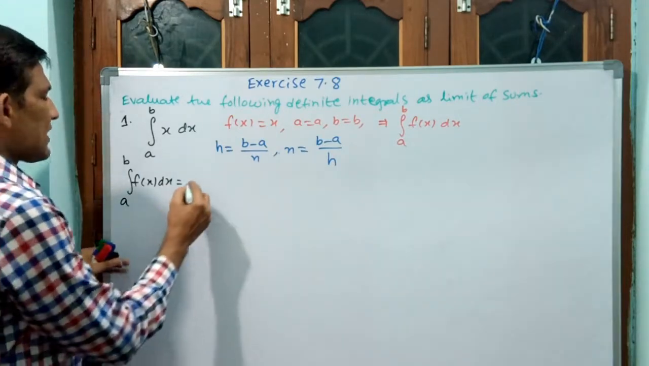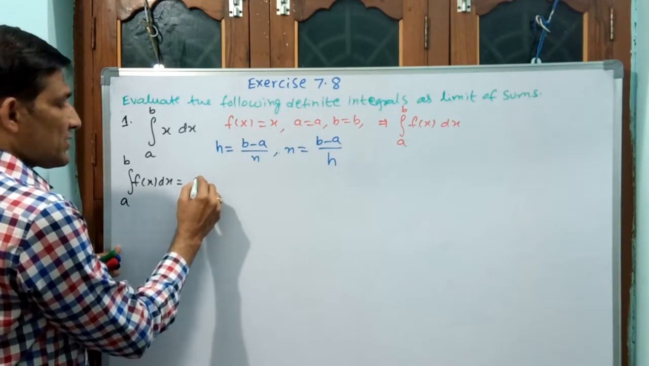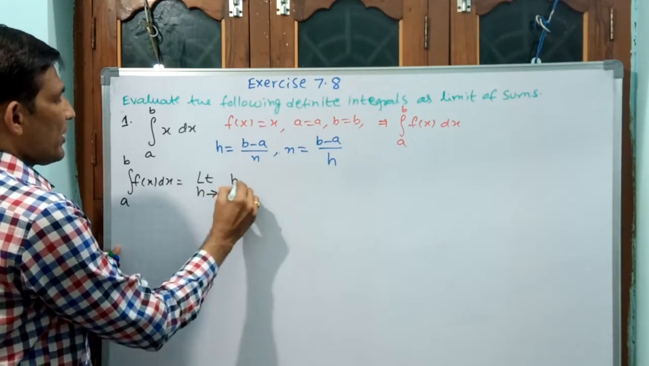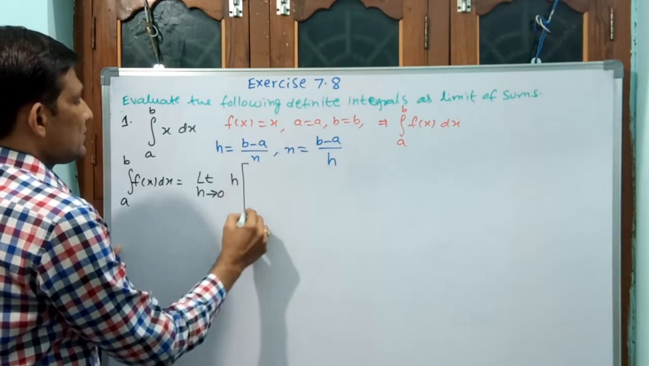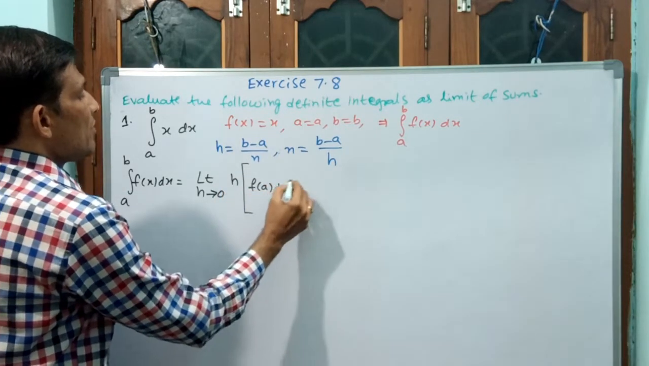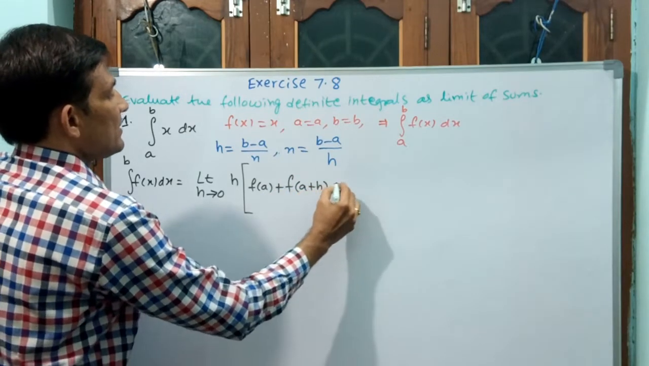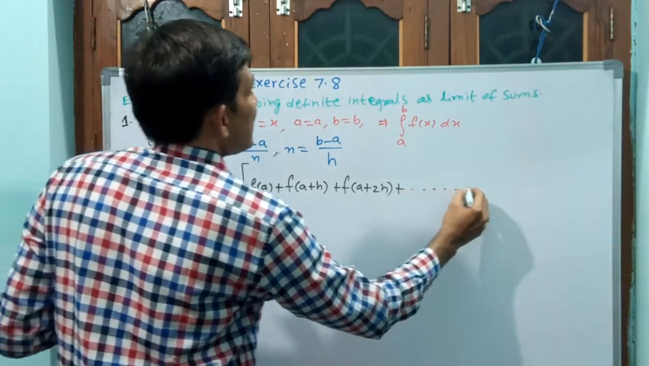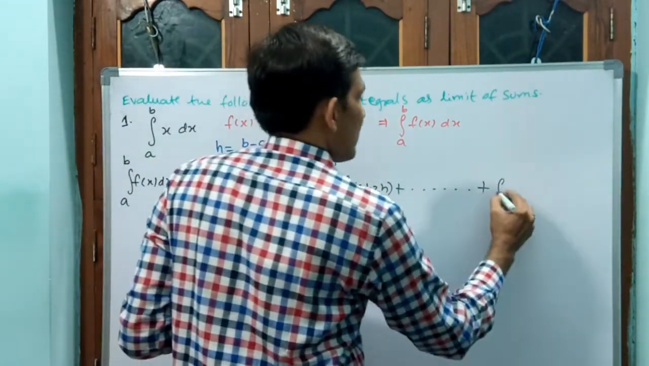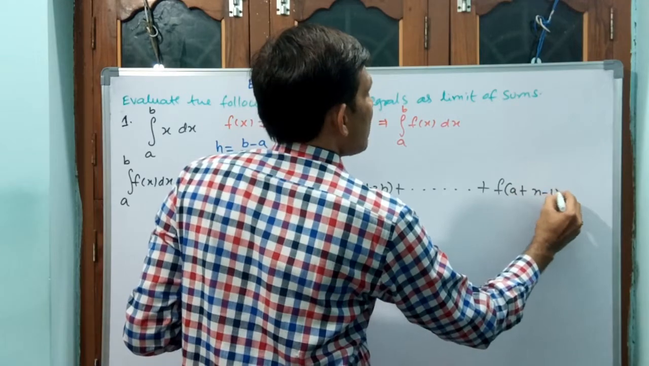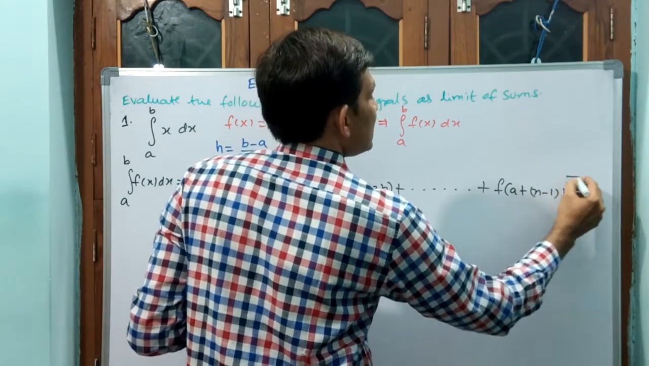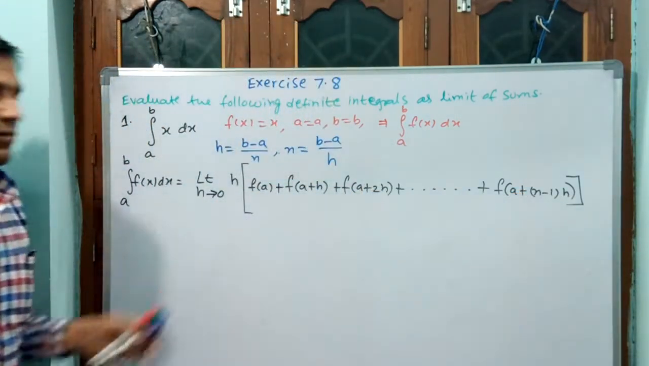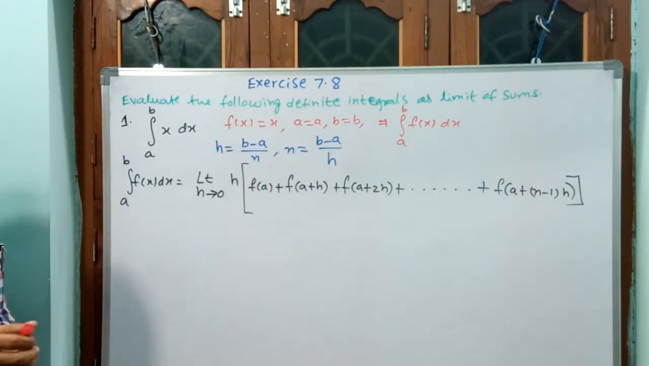You see what I am writing. First formula: limit h tends to 0, h into f of a plus f of a plus h plus f of a plus 2h plus and so on, plus f of a plus n minus 1 into h. So n minus 1 into h you have to add to a. This is one formula in terms of h.